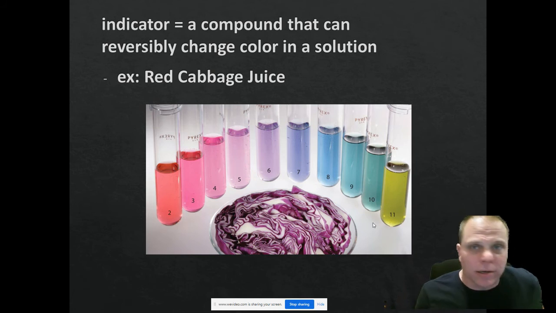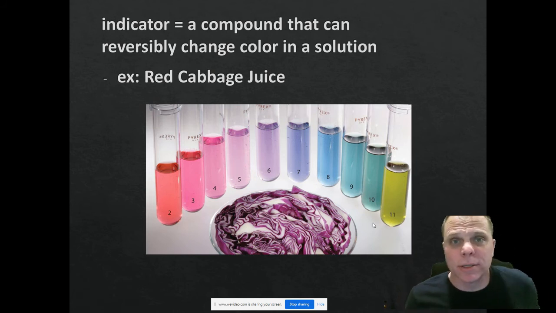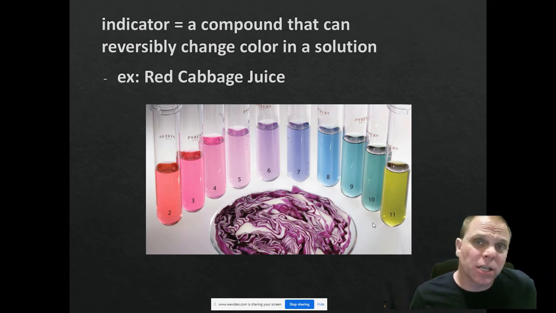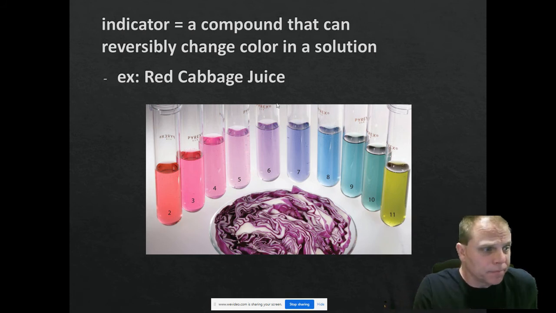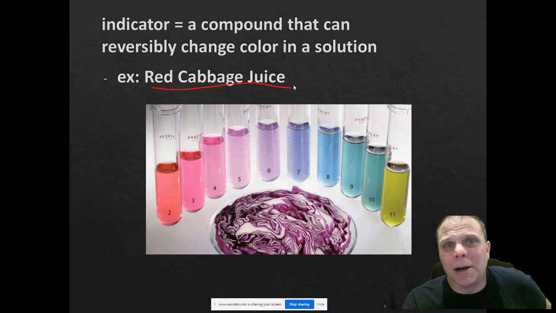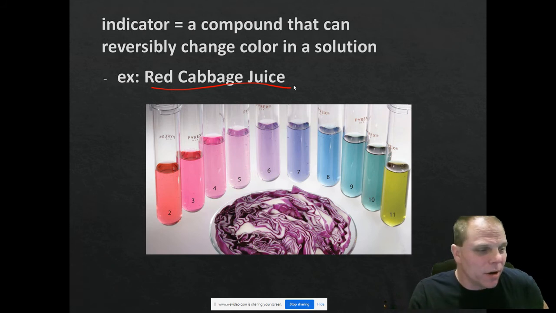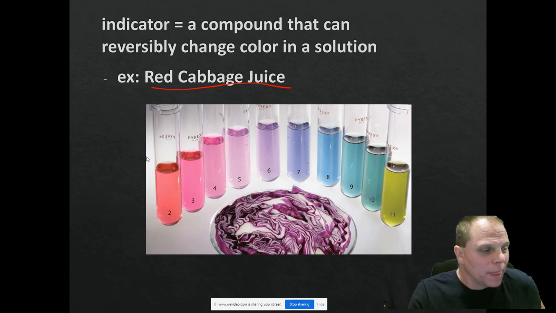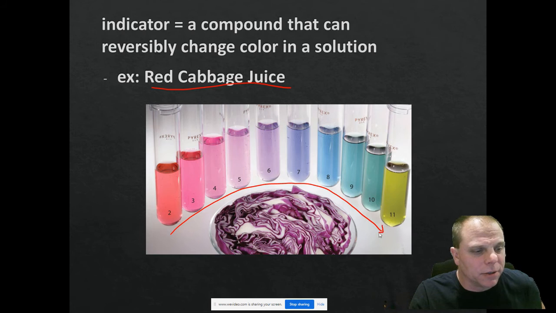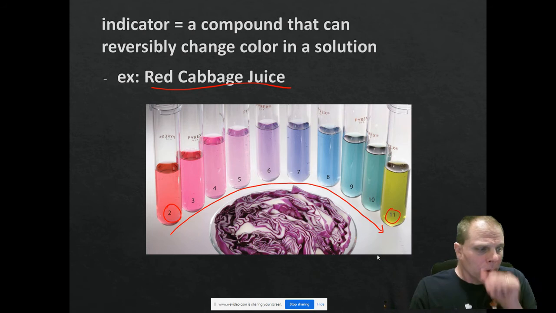So indicators are chemicals that are used to tell us whether or not something might be an acid or a base. The indicator will actually change color based upon its exposure to a particular pH level. Red cabbage juice is just a fascinating and super fun natural indicator. If I take some red cabbage juice and blend it up in a blender and take the water off of it, then I can get this huge array of colors that you see in all these little test tubes, that go from something that's pretty acidic to something that's pretty basic.